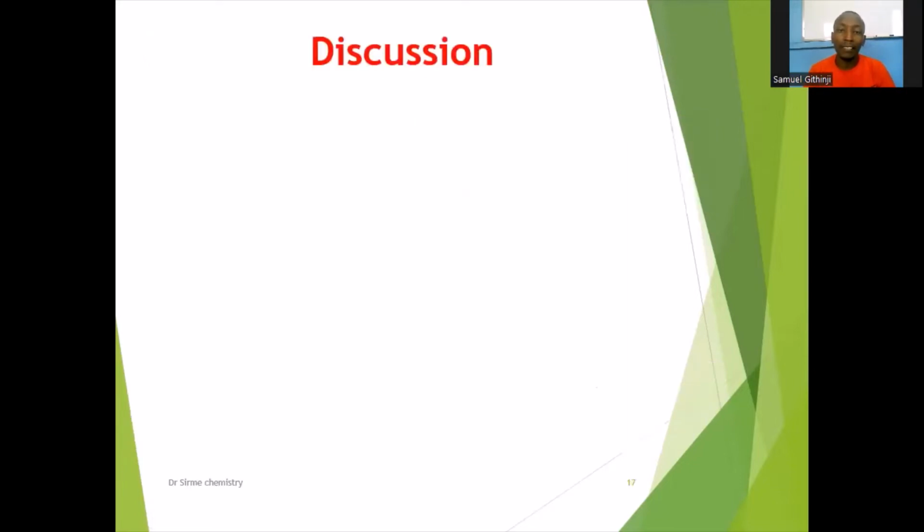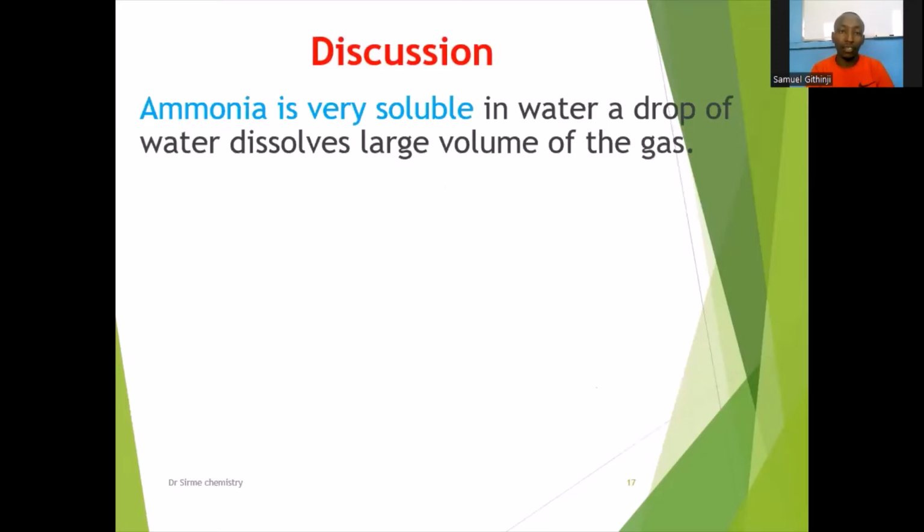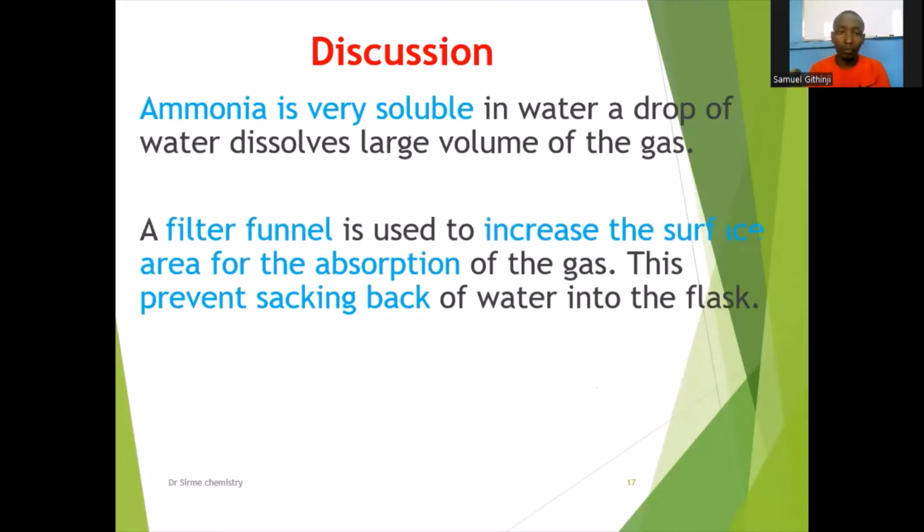And that is basically the discussion. Ammonia is very soluble in water. A drop of water will just dissolve a large volume of the gas. So the filter funnel there is to increase the surface area. And once you increase the surface area, the ammonia gas will be dissolving on a much bigger surface area. So there will be no suction or vacuum created. And when the surface area is increased, this prevents sucking back of water.